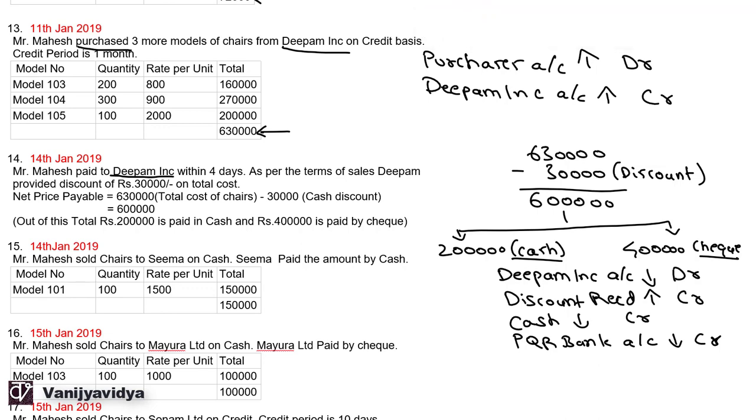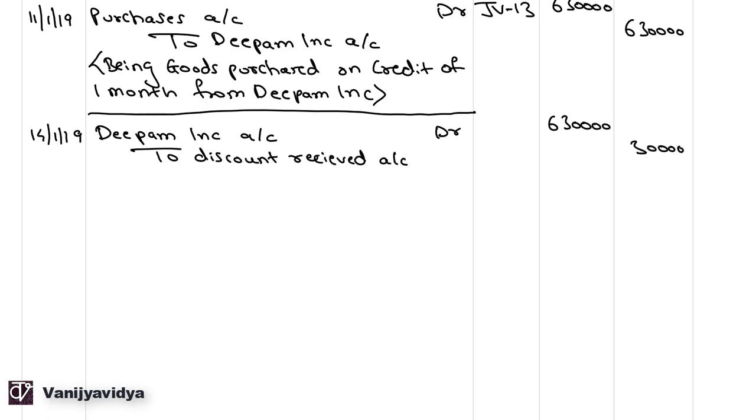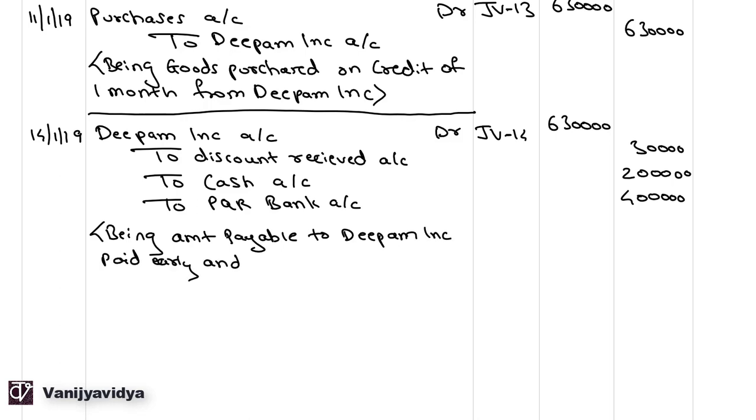Let's pass this entry. Date is 14 Jan 2019. Deepam Inc. account debit 6,30,000 to discount received account 30,000 to cash account 2 lakhs to PQR bank account 4 lakhs. Voucher number is JV14 and narration is being amount payable to Deepam Inc. paid early and discount of rupees 30,000 received from Deepam Inc. Now let's move on to the next transaction.